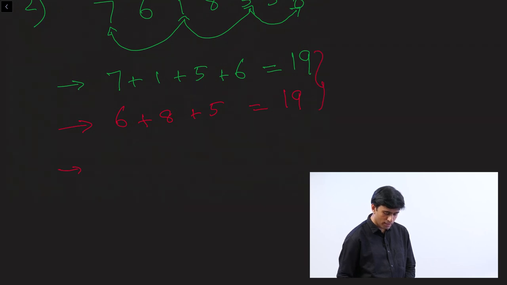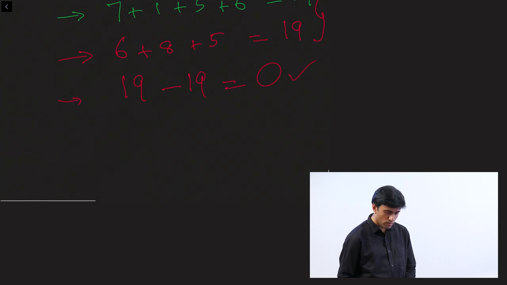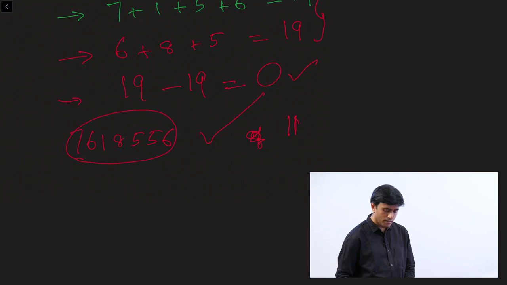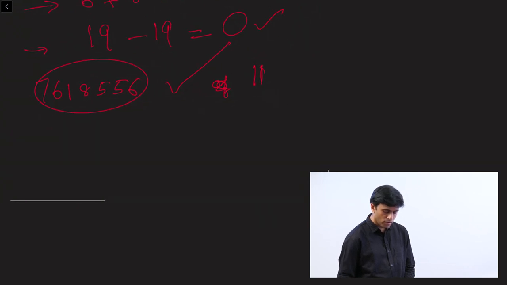You do 19 minus 19. You take the difference of these two. It is 0. Since it is 0, 76185556 is divisible by 11. Remember, you have to look for two things. You need to find the difference to be either 0 or a multiple of 11.